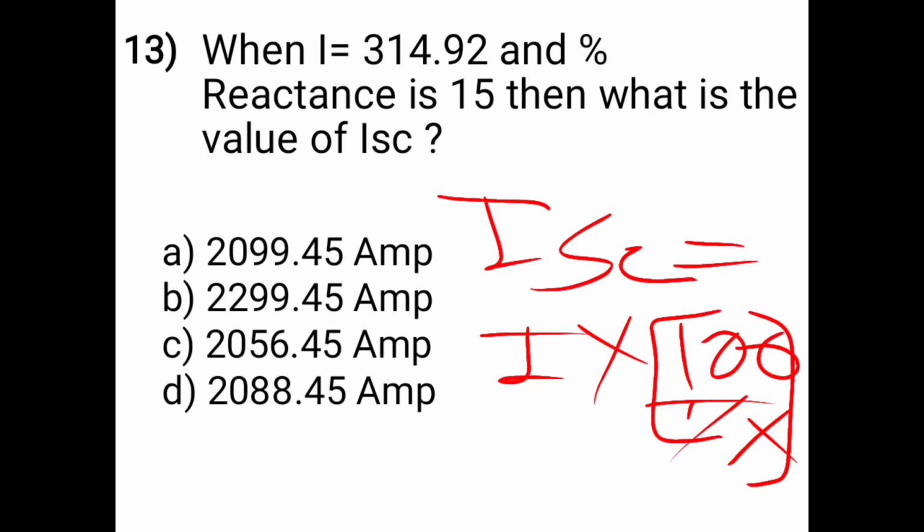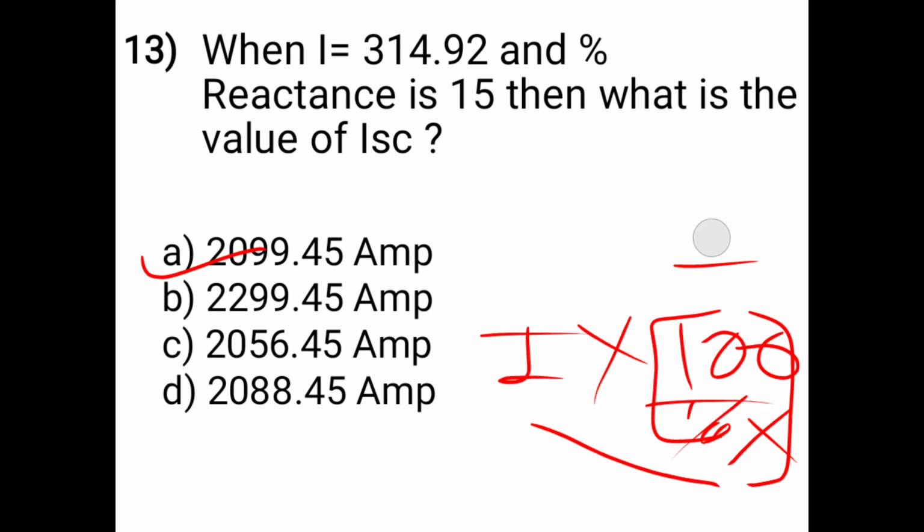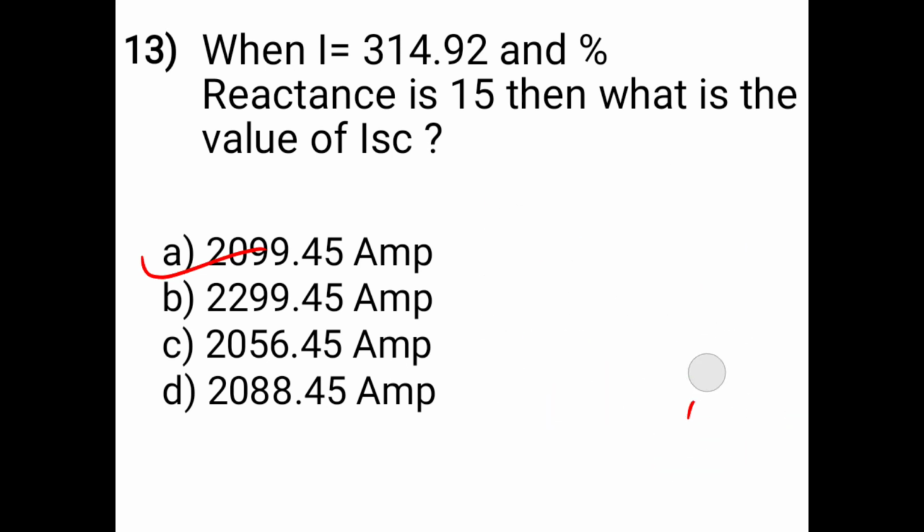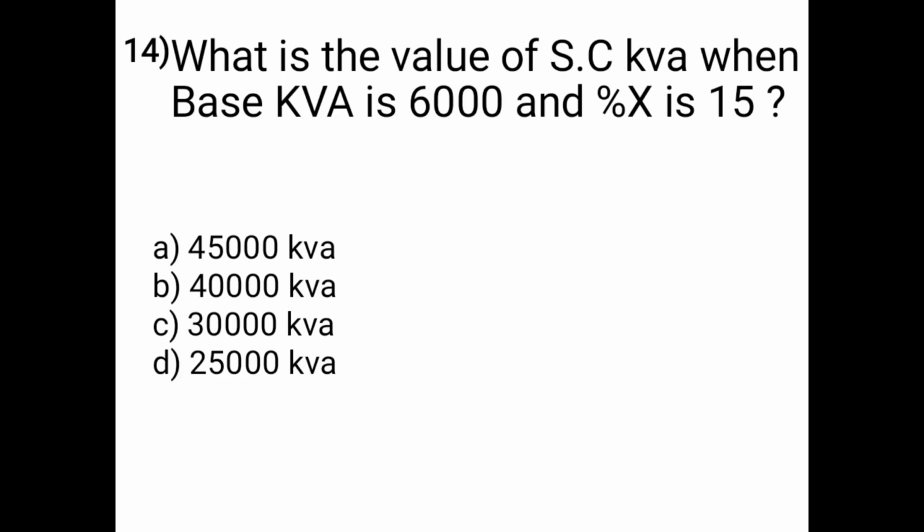The percentage reactance is 15 and I is 314.92. So our answer, in the calculator, is 2099.45 ampere. This is the formula of short circuit current: I short circuit is equal to current multiplied by 100 divided by percentage reactance. Based on this formula, our answer is 2099.45 ampere.